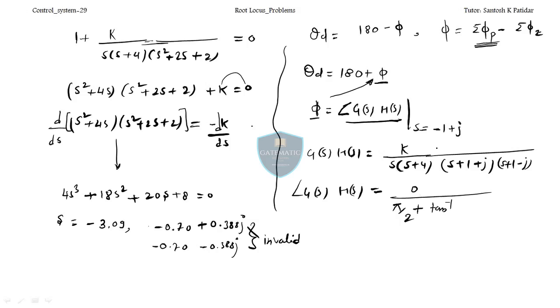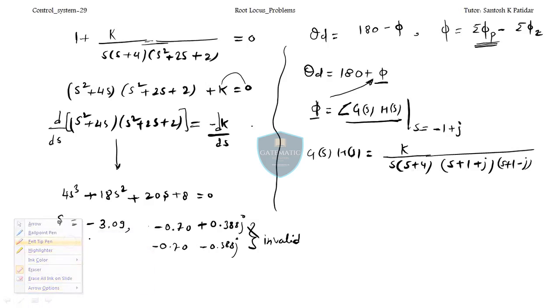Wait a minute. Put the value of S, so it will be very easy to calculate. What I'm saying is just put the value. Which value? The value over which you have to calculate the angle. Okay, so first I'll reduce this.